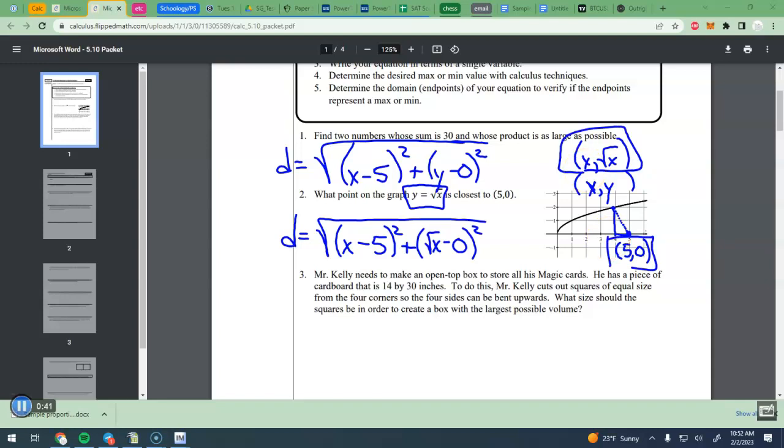But again, next week we'll take the derivative of something, set it equal to 0, and so on. Today we're just setting it up.